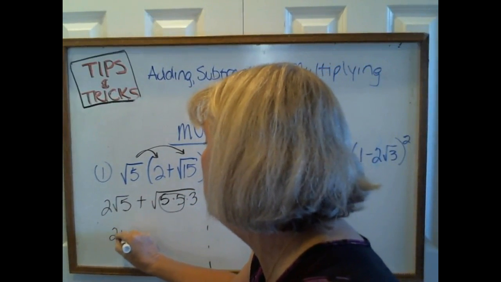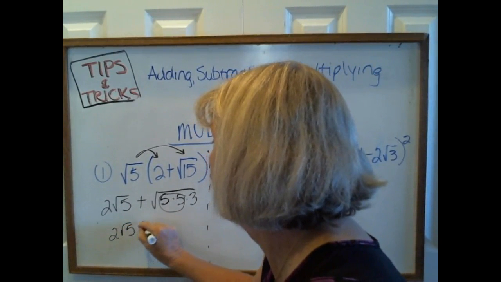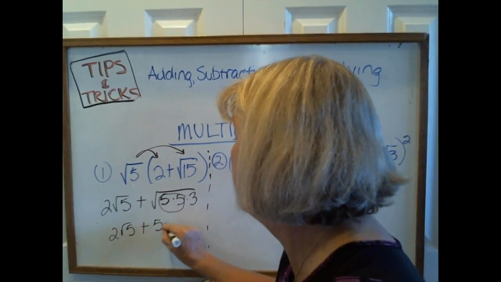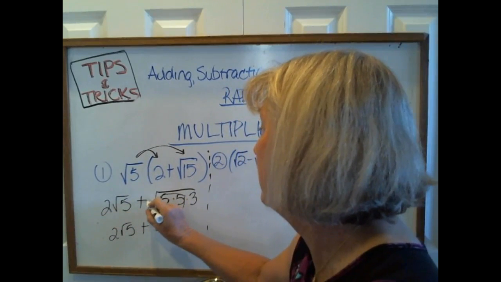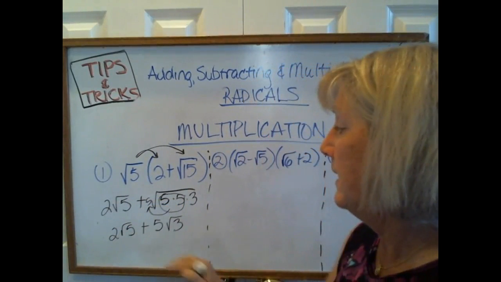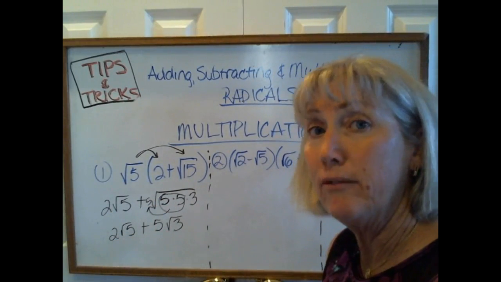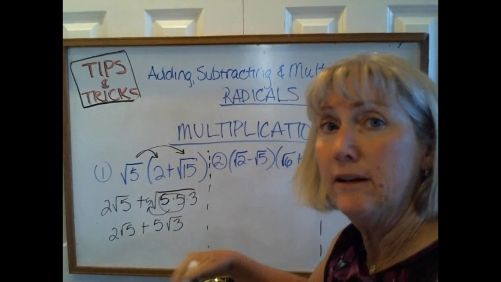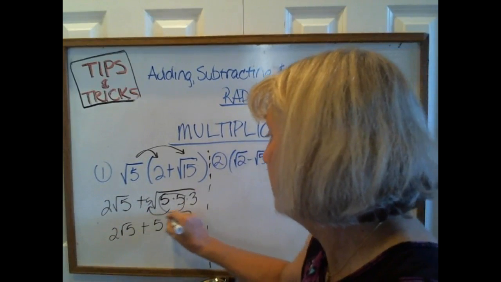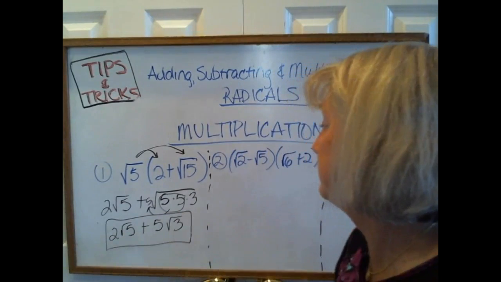So we have 2 root 5 plus 5 root 3, because the 5 comes out and makes a 5 out there. Then we say, okay, can we simplify this anymore? A root 5 is different than a root 3, so we're done. So that's our final answer for this one.